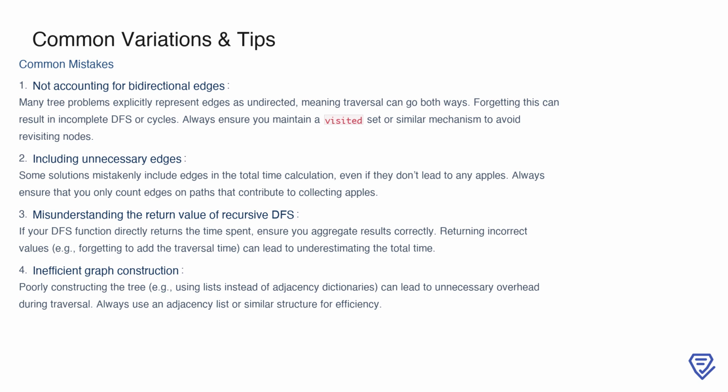Finally, inefficient graph construction can slow down your solution. For example, using lists instead of adjacency dictionaries can introduce unnecessary overhead during traversal. Always aim for a clear, efficient representation like an adjacency list to make your traversal faster and more intuitive.